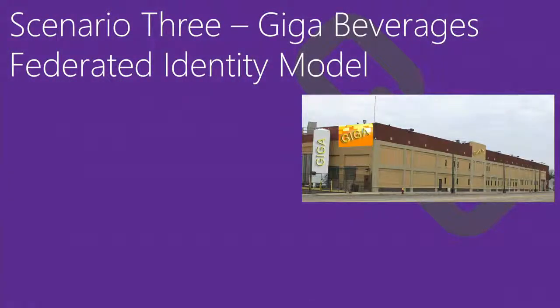So our third scenario is Giga Beverages. They make this amazing drink that's taken the market by storm. They're a pretty large organisation. They've got 4 factories. They've got 300 staff, 50 servers, and 34 applications.